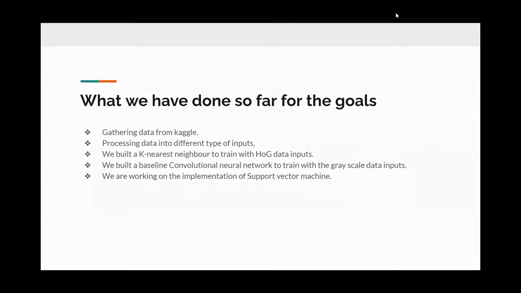What we have done so far for the goals. Firstly, we gathered data from online resources such as Kaggle. Then we processed those data into grayscale inputs. We built a k-nearest neighbor model to train on the inputs. We built a convolutional neural network based on VGG16 to train with the grayscale inputs. Both produced sufficient results. We are currently working on the implementation of a support vector machine.